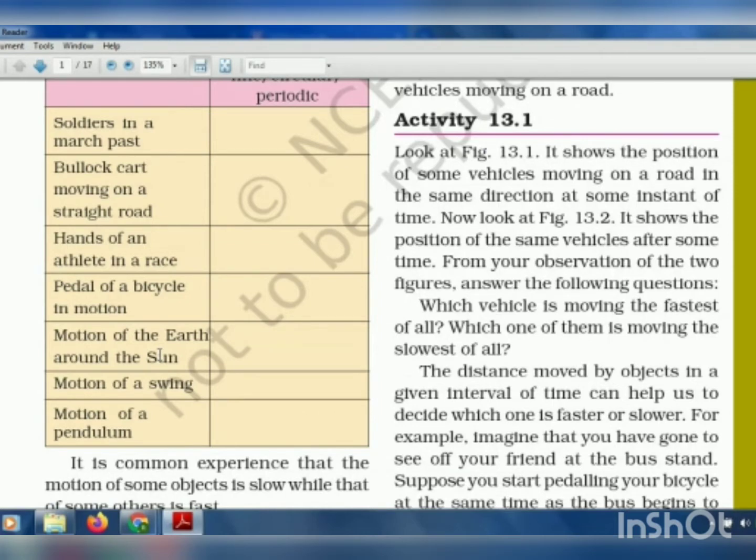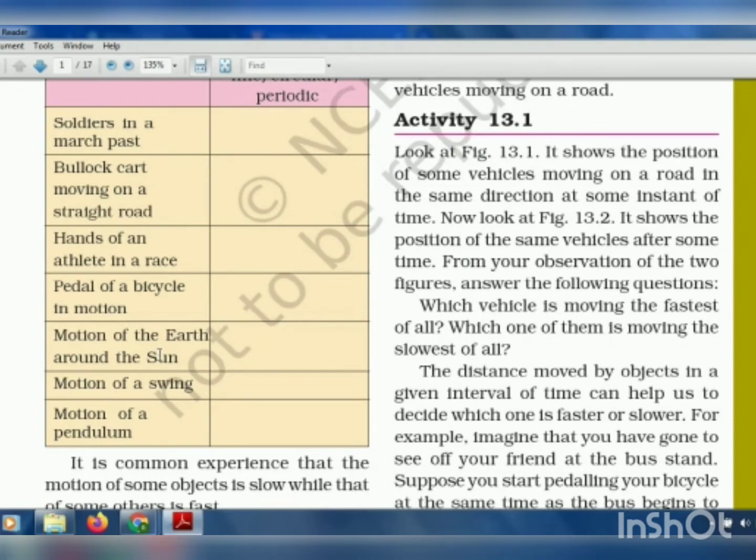Now motion of a swing. Yes, when you sit on a swing, the swing moves to and fro. That is front and back, front and back. It is also not completing a circle. So that is why we cannot call it circular. We call it a periodic motion.